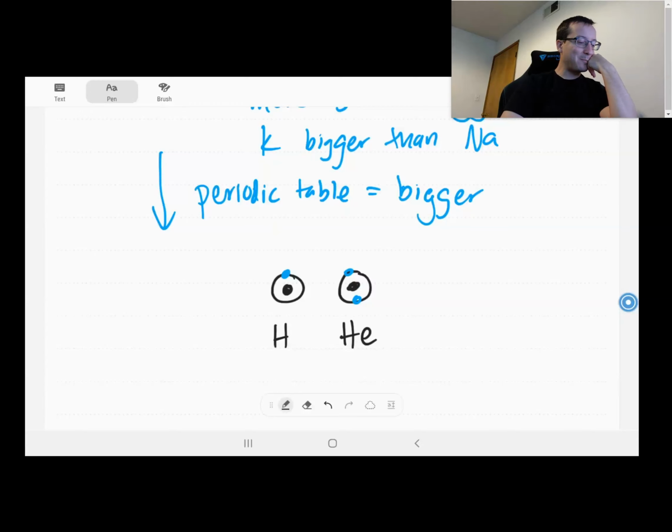If we look at them, what's the charge of the nucleus in hydrogen? Just the nucleus itself, assuming there were no electrons. Positive what? Positive 1, right? Very good. And how about helium? What's its nucleus charge? Positive 2, right.